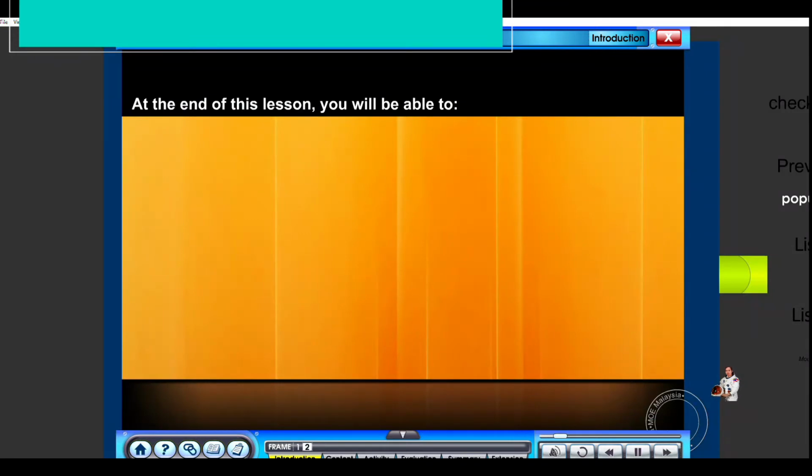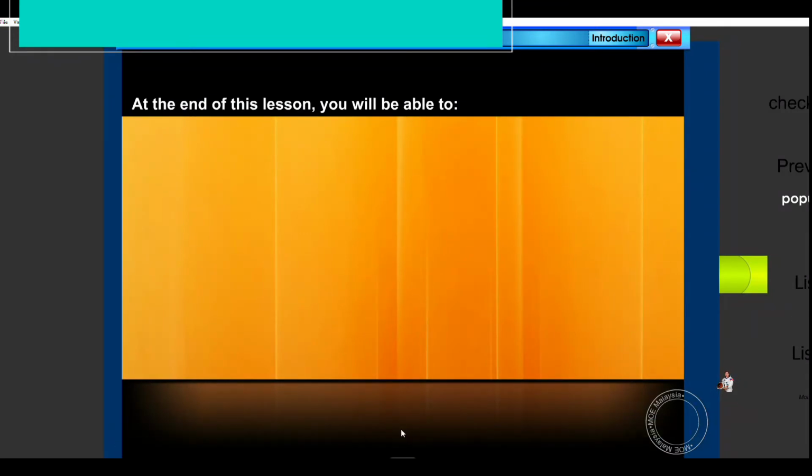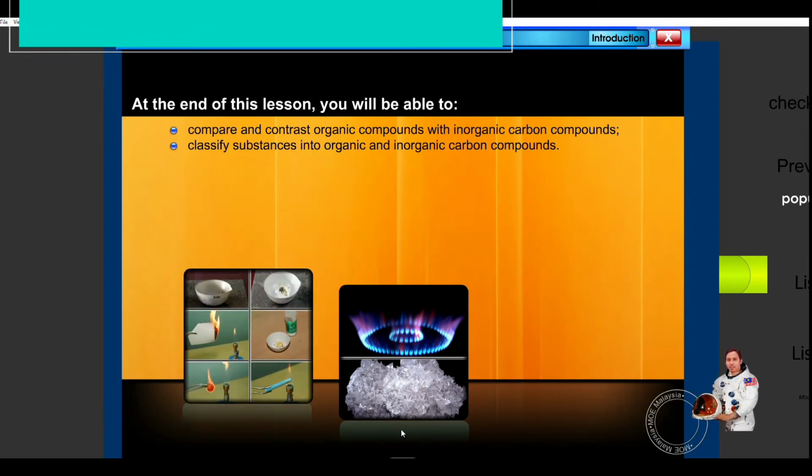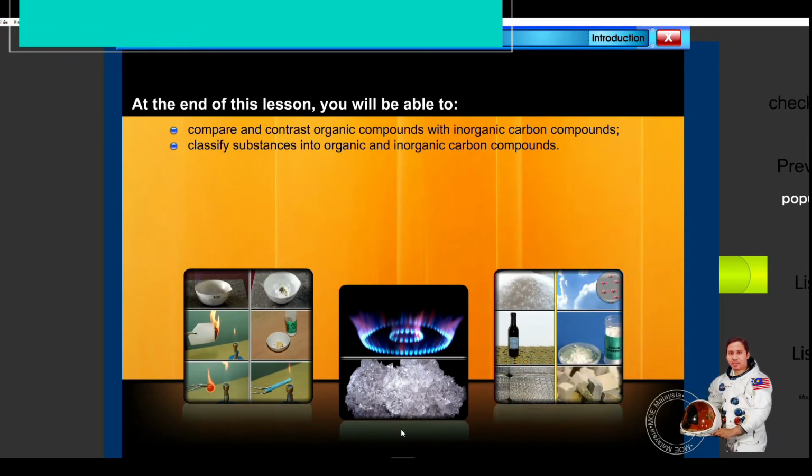At the end of this lesson, you will be able to compare and contrast organic compounds with inorganic carbon compounds, and classify substances into organic and inorganic carbon compounds.